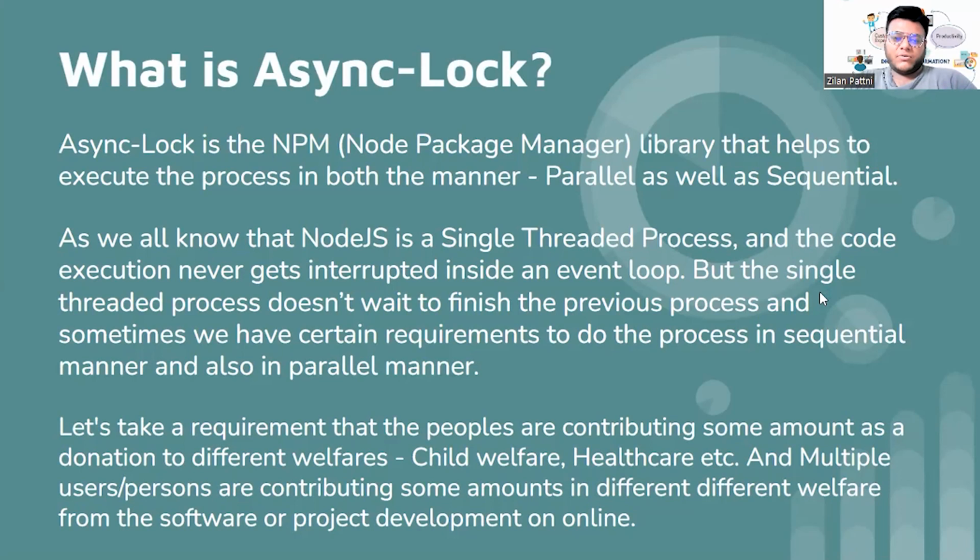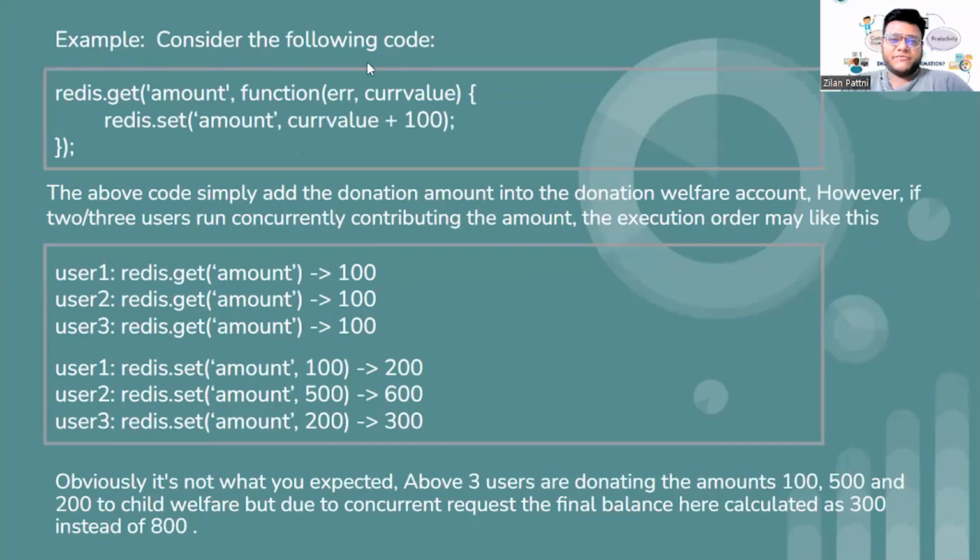So let's take a requirement where people are contributing some kind of amounts as a donation in different welfares, let's say child welfare and healthcare. And multiple users are contributing amounts in different welfares from the software or project development on the online side. So if we consider the following code, here you can see the amount which we will get on the Redis side, and then the donation amount will be added to it.